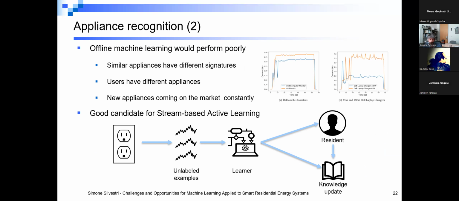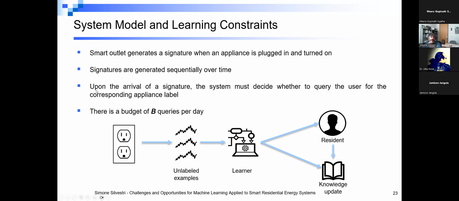So our approach would work like this: the user plugs in the appliance, this generates some electric signatures, and then the learner needs to decide, should I query the user to get the label, or shouldn't I, and just classify this appliance to the best of my abilities? Also, we are going to have a budget, because you don't want to ask the user too much and too often; the user may not be available, and may also feel overwhelmed by continuous requests. And we also consider that the user may decide not to respond to a certain query because they're busy, doing something else, or don't care, etc.